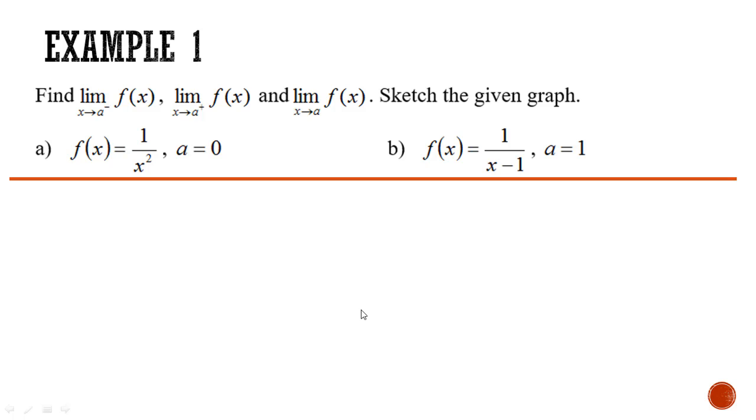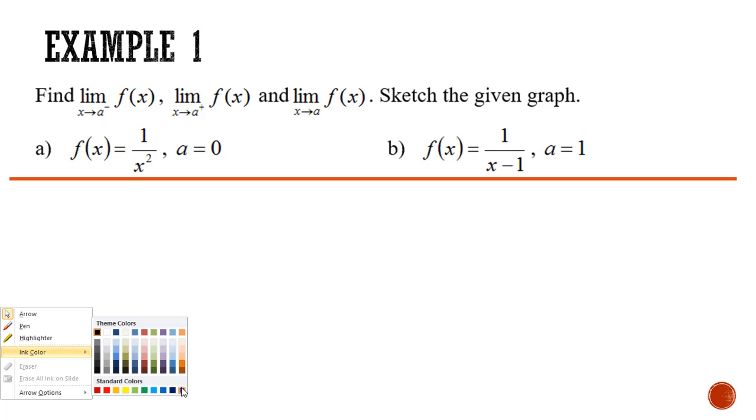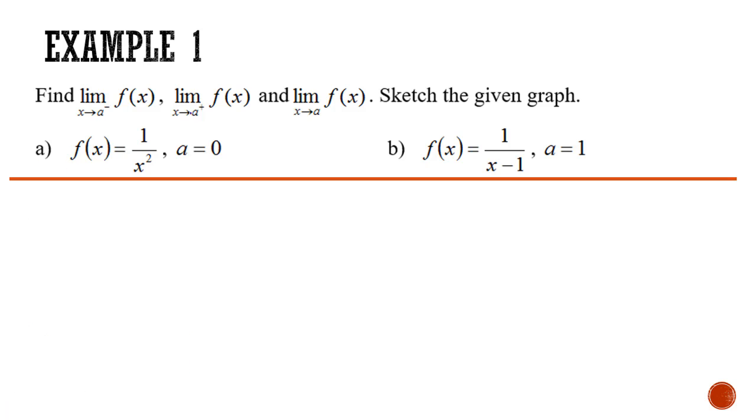Let's look at some examples in finding infinite limits. These are 2 different examples with different denominators. We need to find the left and right side limits and also determine whether the limit exists or not. And lastly, we need to sketch a graph. So start from example A.